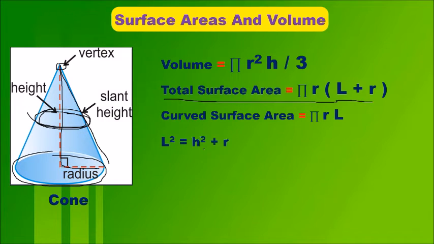Now the next formula is L square is equals to h square plus r square. Since this is a right angle triangle, hence here we can use the Pythagoras formula. Slant height square is equals to base, means radius square, plus h square.